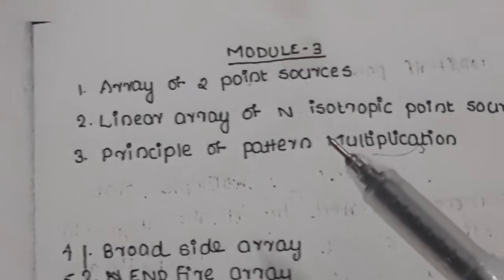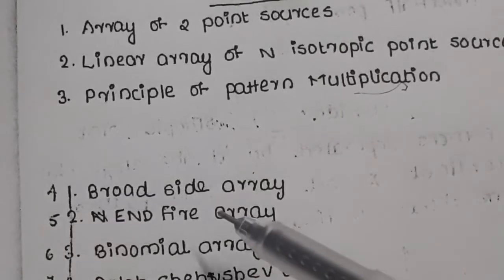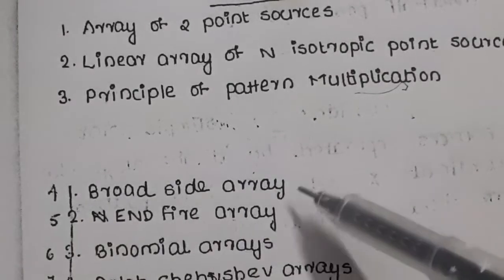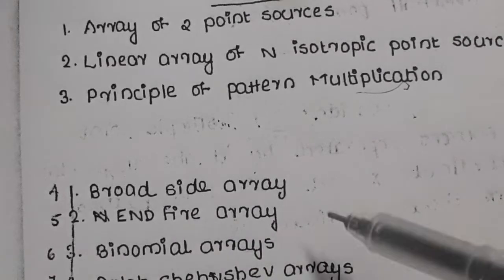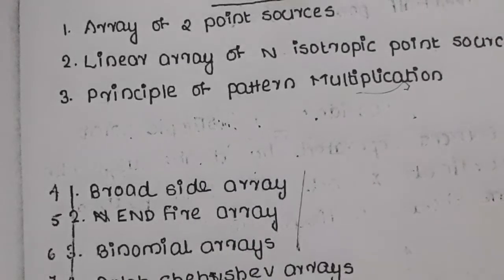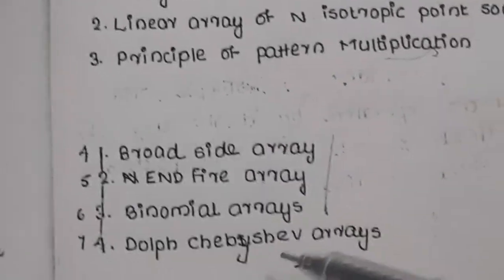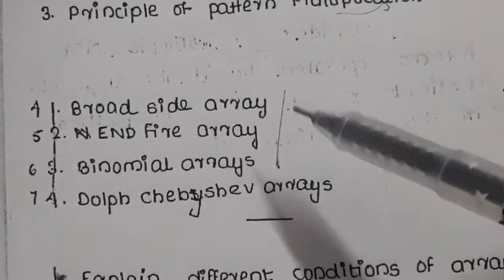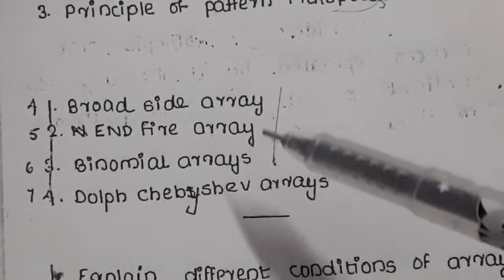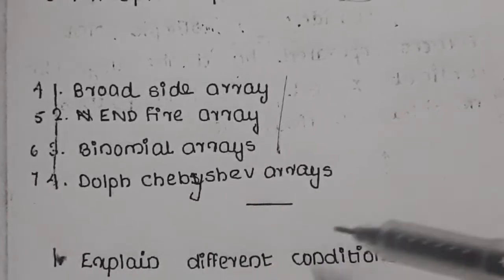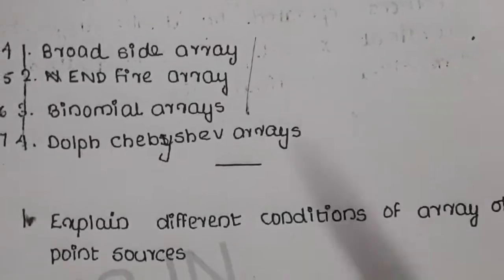Now we are going to talk about the various types of arrays like the broadside array, end-fire array, and binomial array. Only these 3 topics are in our syllabus, and the Dolph-Chebyshev array is also there, but we need not worry about this. As per our syllabus, we need to consider only these 3 types of arrays. And of course, I will give the Dolph-Chebyshev array as an extension, definitely.